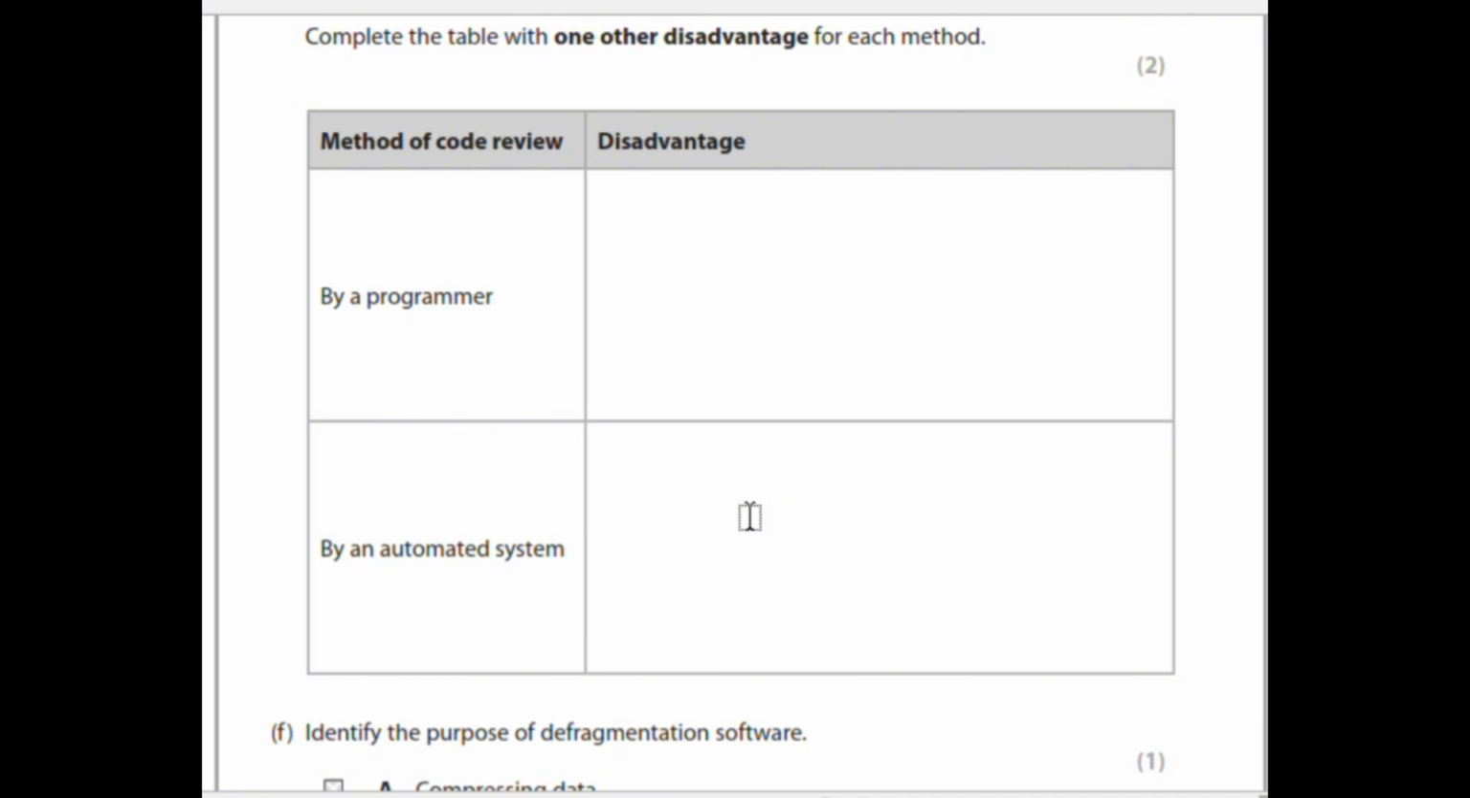Automated systems are systems whereby you program them, or you can also write a program to test another program. So that's an automated system. And the disadvantage is that it might not capture all the necessary issues. And another disadvantage could be that it might only find those issues that it has been programmed to identify. So it might not find all the issues, it will only find whatever it has been programmed to find.